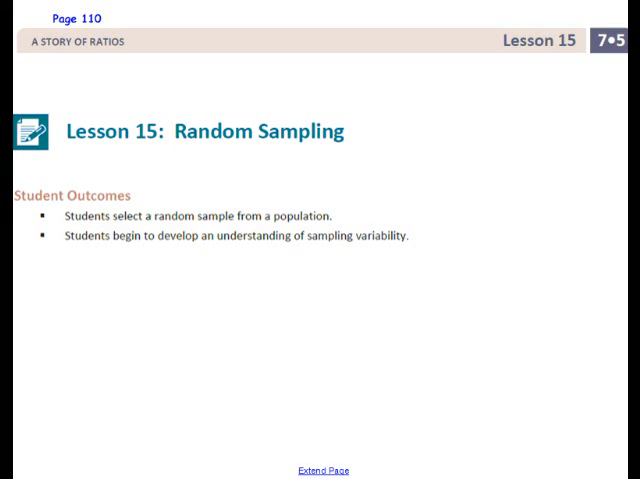This is Mrs. Appia with Lesson 15, Random Sampling. Student outcomes for this lesson: Students select a random sample from a population. Students begin to develop an understanding of sampling variability.